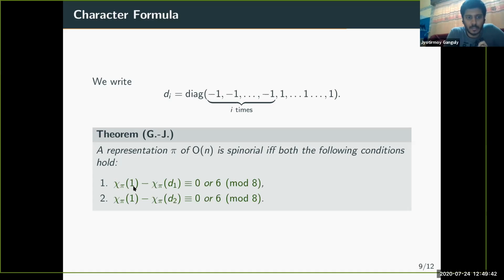The dimension of the representation minus the character value at the element D1 should be equal to 0 or 6 mod 8, and the dimension of the representation minus the character value at D2 should be equal to 0 or 6 mod 8.